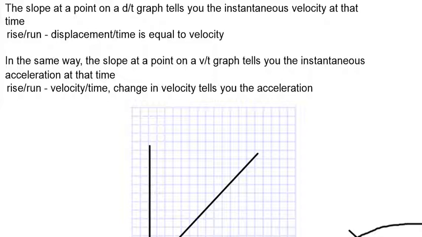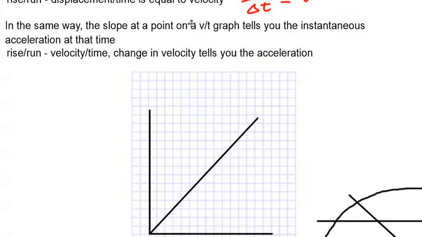So, some interesting notes. The slope at a point on a dt graph tells you the instantaneous velocity at that time. If we think of the rise over the run as the displacement over time, we can think of this as the change in displacement over the change in time, delta d over delta t, and that is equal to our velocity. So in the same way, we can make this go a little bit further.